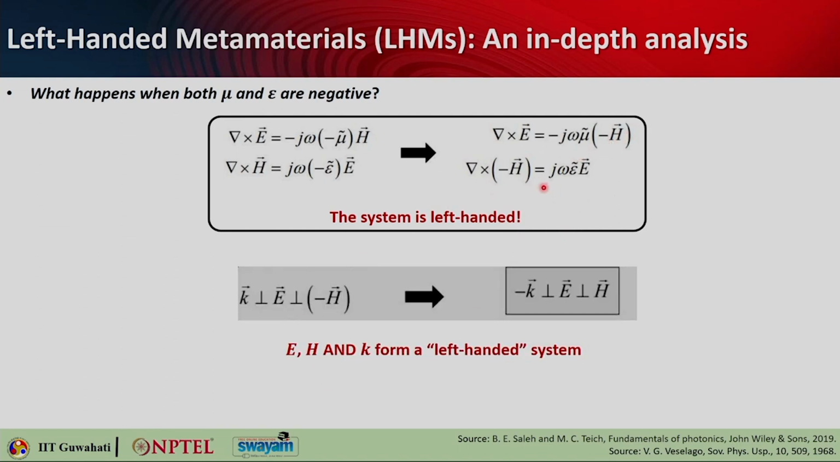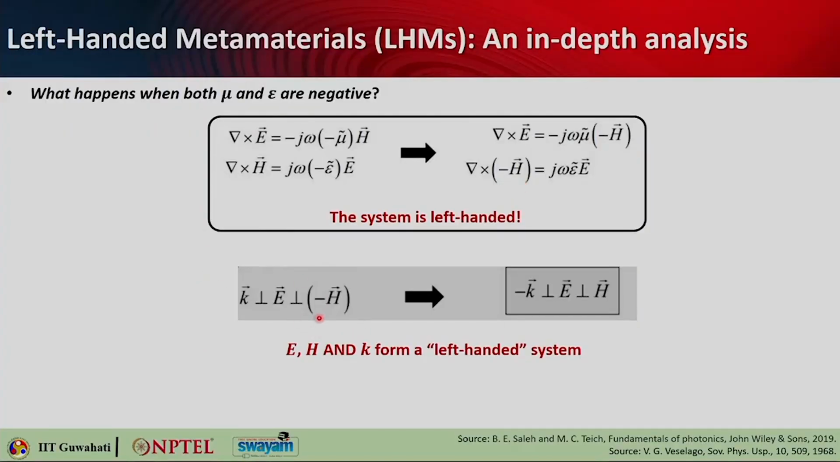So this system is basically a left-handed system. The only thing that you have done here is take the negative sign of permittivity and permeability and push it to the H vector, so that the H vector flips its sign. But then when you put it in the handedness, K is perpendicular to E, and that should now be perpendicular to minus H. In a double positive system this was basically H, here it is minus H, and that's all. So this gives you a left-handed system.